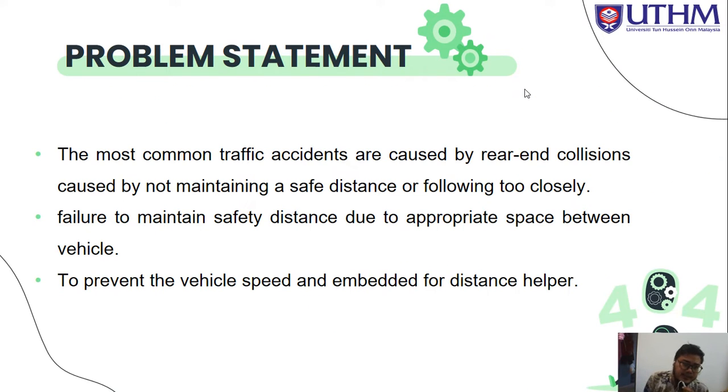For the problem statement, the most common traffic accidents are rear-end collisions caused by not maintaining a safe distance or following too closely. Failure to maintain a safe distance, an appropriate space between vehicles. Next, to prevent this, the vehicle speed is embedded for a distance helper.